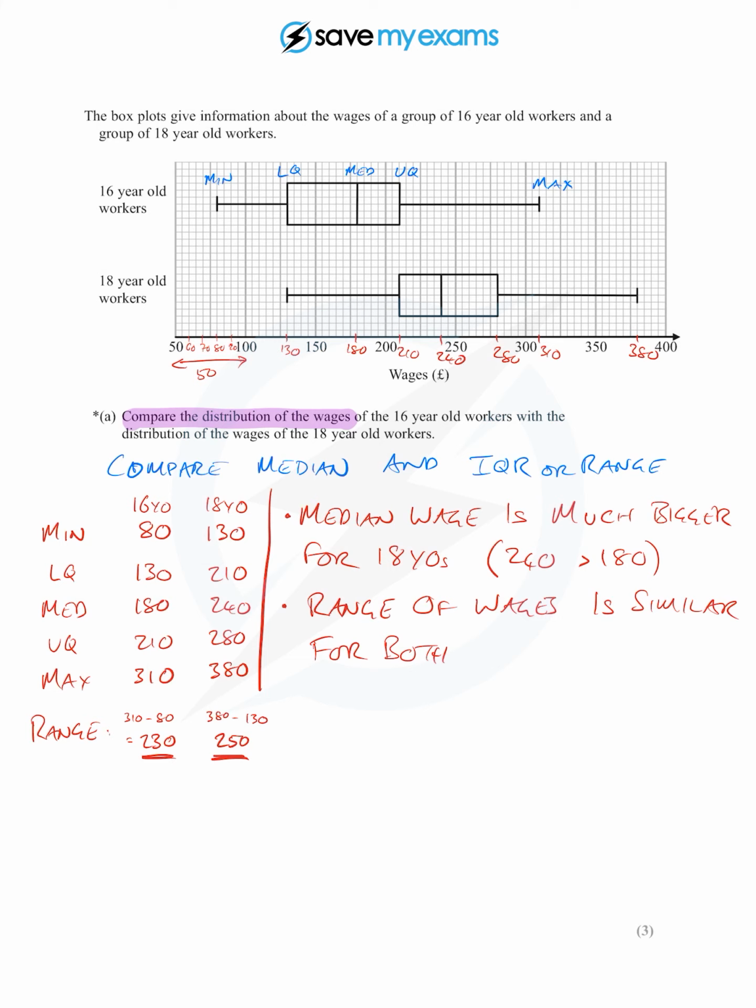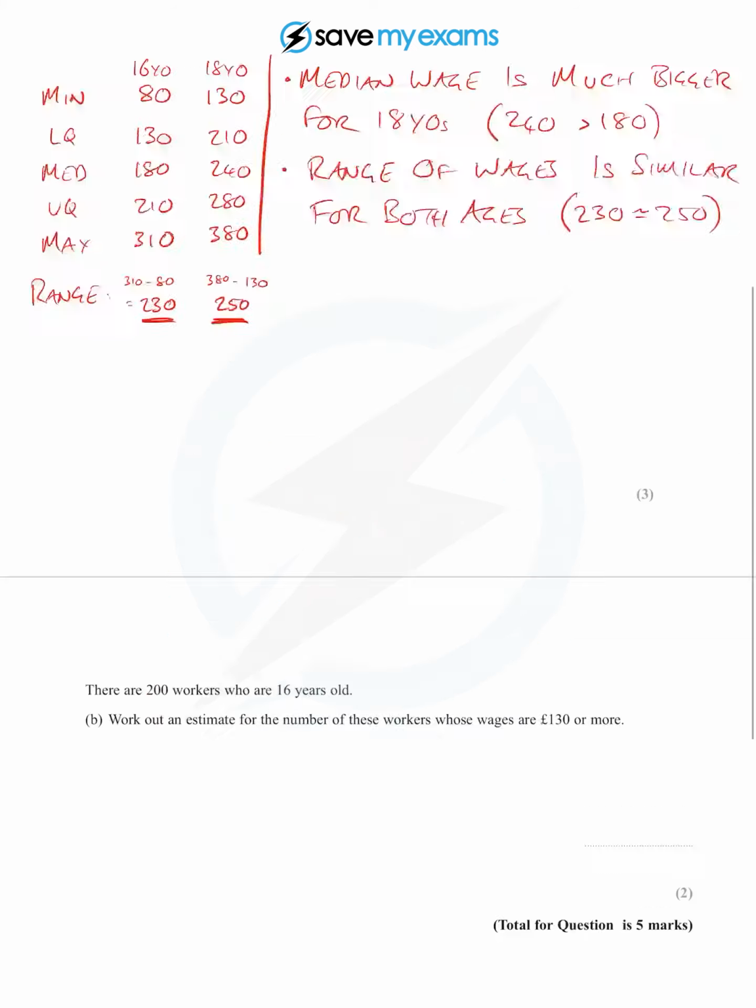Now you'll notice that not only have I done figures, let's just write that in, 230 is approximately the same as 250, not much different anyway. You'll notice not only have I done figures, but I've also done it in context. I've talked about wages and ages. Okay, so in context and with figures, and that's how you should do it. Right, what about part B?